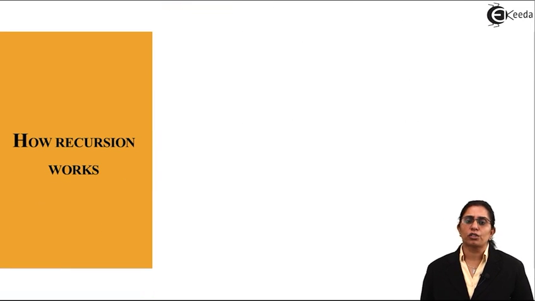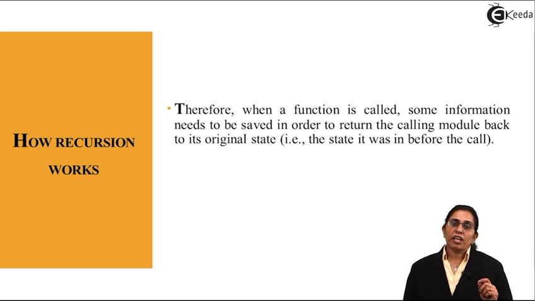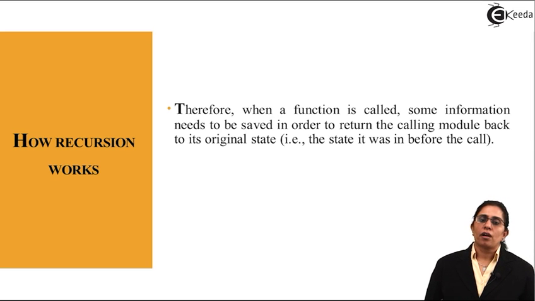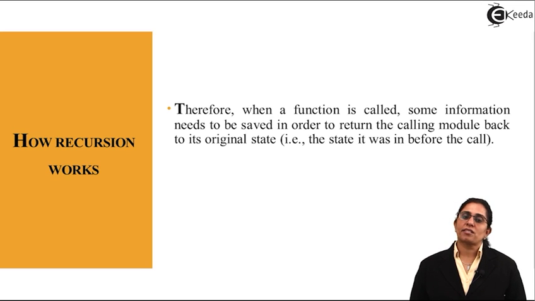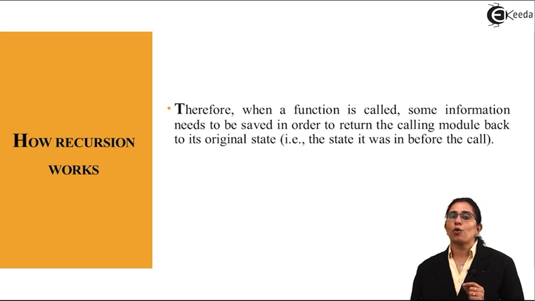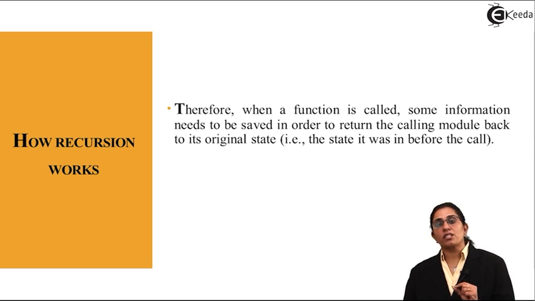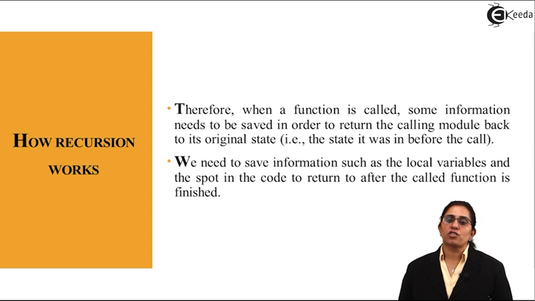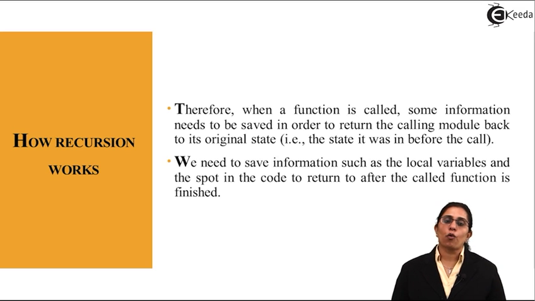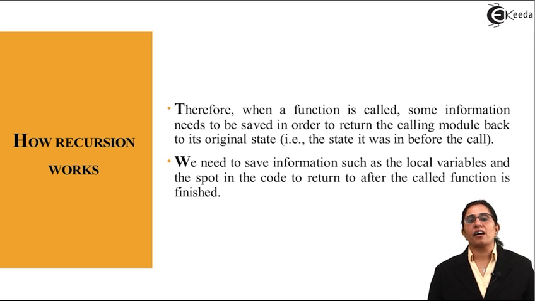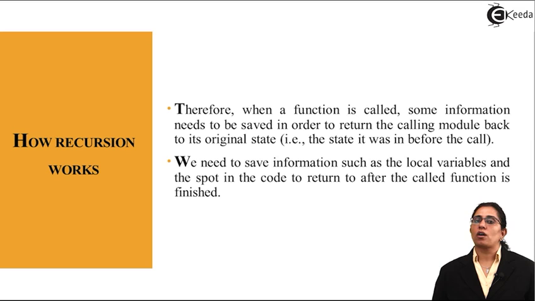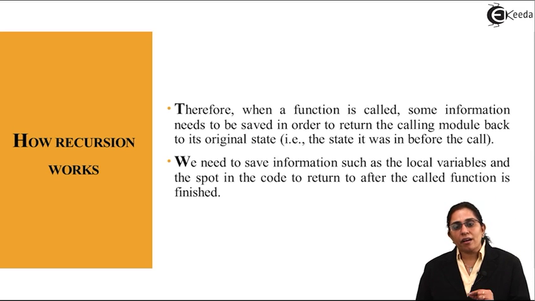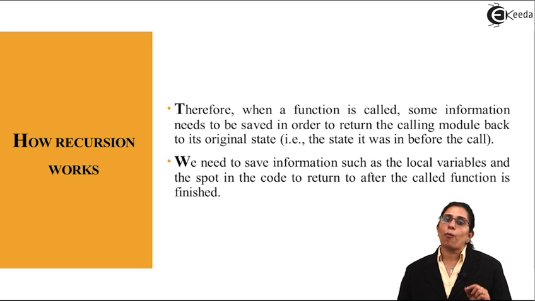Now to see how recursion works, the very important feature to remember is that when a function is called, the information at that point needs to be saved in order to return the calling module back to its original state, that is, the state from which the function call was given. So we need to store the address location of the statement, and we need to save information such as the local variables and the spot of code to return to when we have finished the function execution. So this complete scenario explains how my function call works, and how my recursion will save the calling point and the return point value.